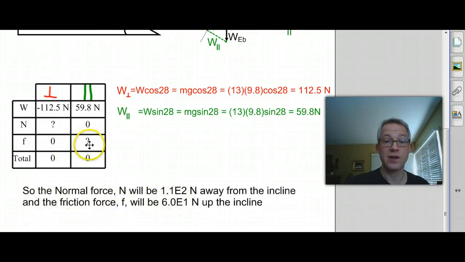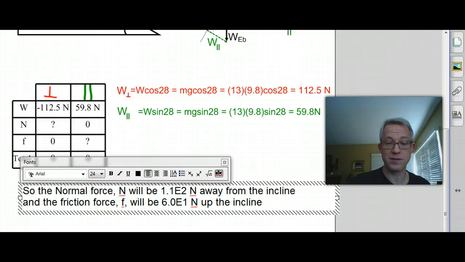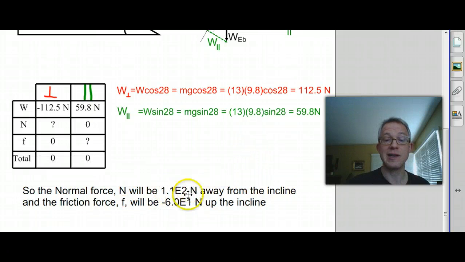The friction force is the only thing balancing the parallel component, so that one is actually going to be a negative, because it's up the incline in the negative direction, and I've rounded to 2 significant figures, so that's going to be 60, or 6.0 times 10 to the first power newtons, up the incline. So that's how to solve these inclined plane problems quantitatively. Once you do it and you rotate the axes, it becomes a pretty straightforward problem.